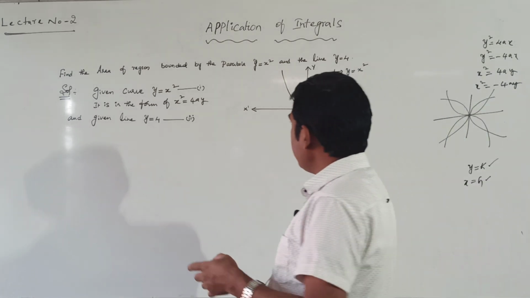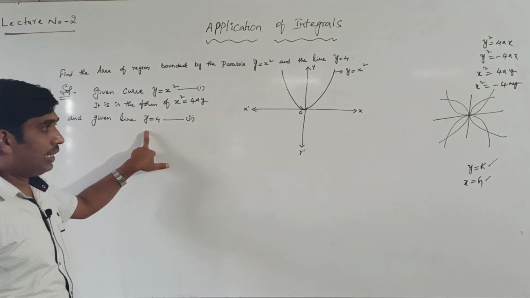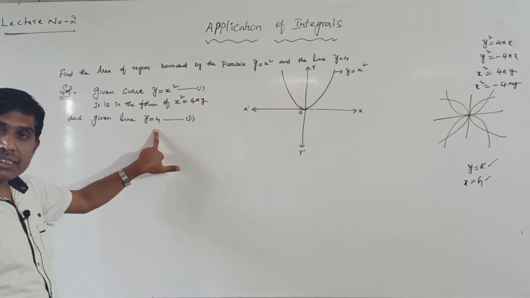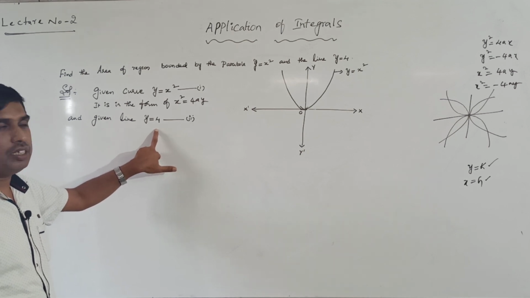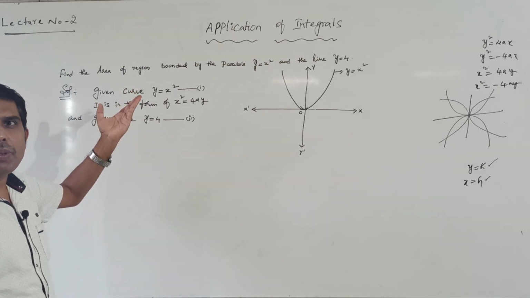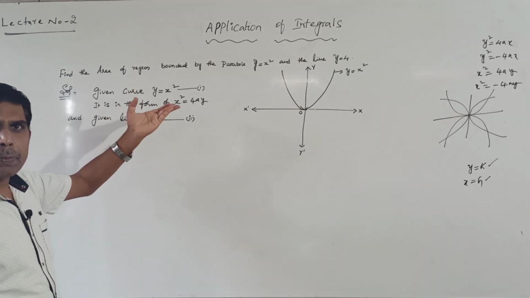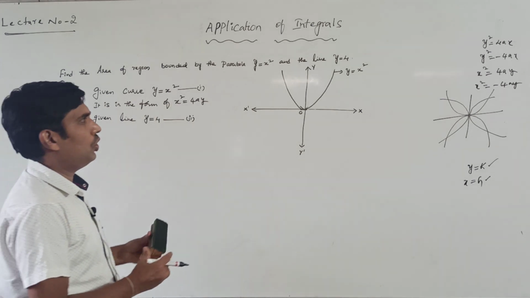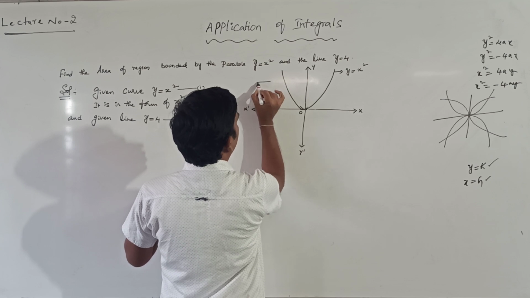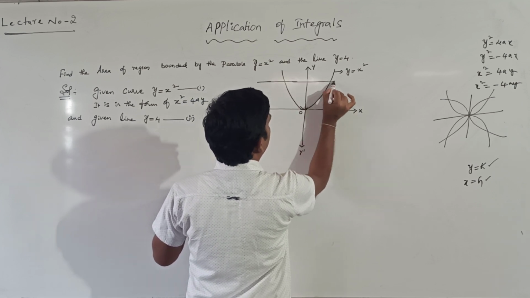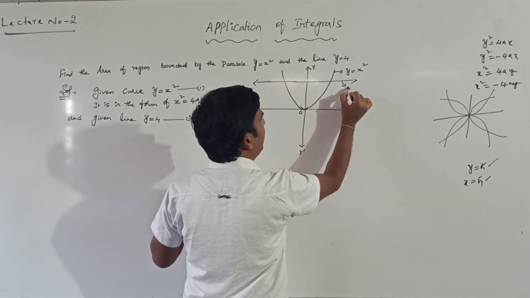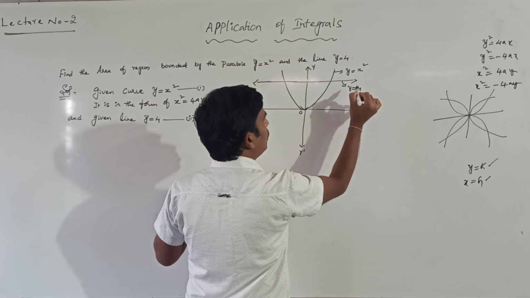Now here, given y equals 4, it is in the form of y equals k. It represents a horizontal line equation. Here 4 is positive, right? That's why it will be placed above the x axis. Suppose it is negative, it will be placed below the x axis. So therefore y equals 4. Here I will draw it like this. So this is the line equation, y equals 4.